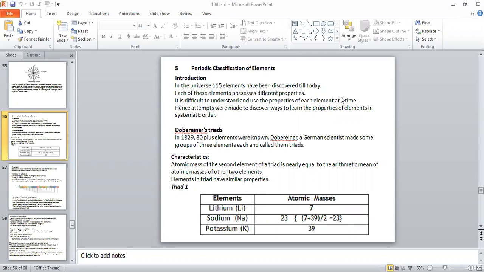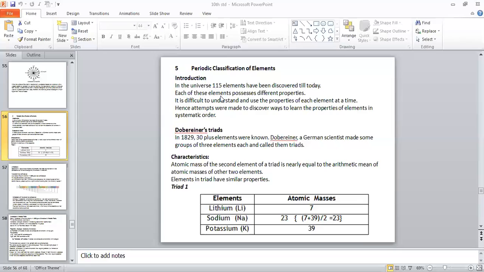Today we will study chapter number 5 given in the syllabus of NCERT, that is periodic classification of elements. First, introduction. So 115 elements were discovered till today. So in the periodic table there are 115 elements.